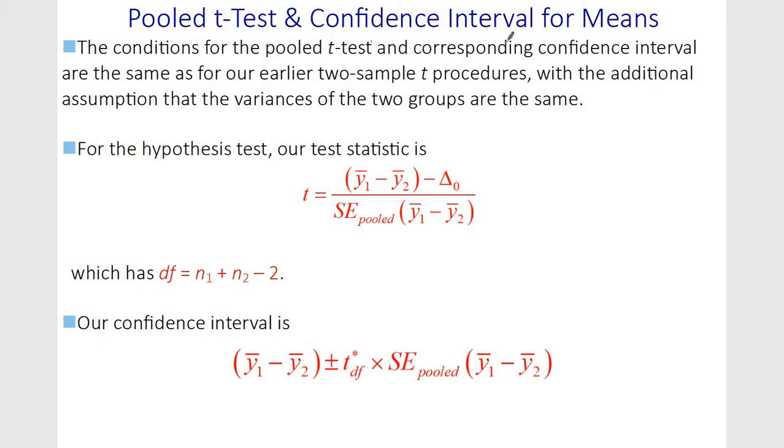Now, the conditions for the pooled t-test and the confidence interval are the same as for our earlier two-sample t procedures. Okay. For the hypothesis test, our test statistic is this, which has degrees of freedom now this. Okay, which kind of makes sense. You're adding both of them, and now you're subtracting 2 because there's 2 of them. And our confidence interval is this.